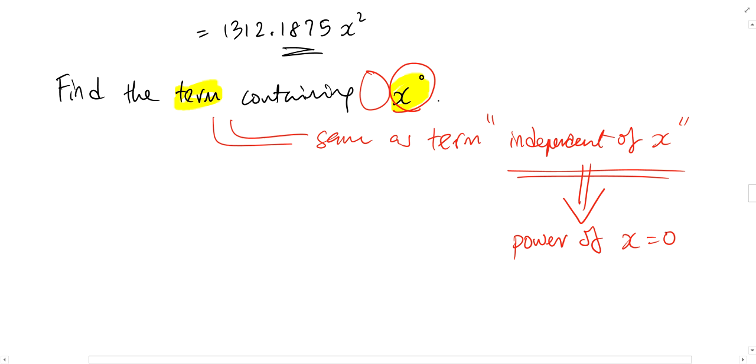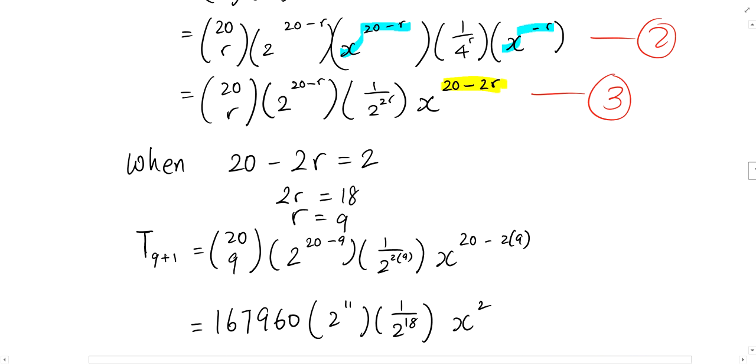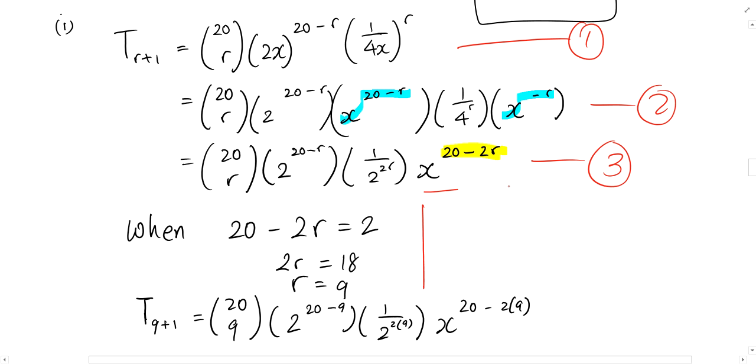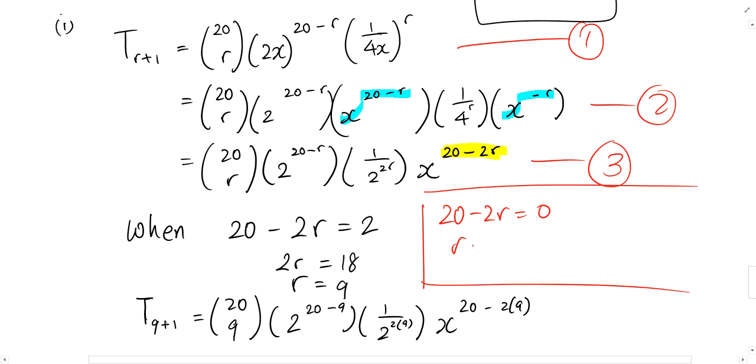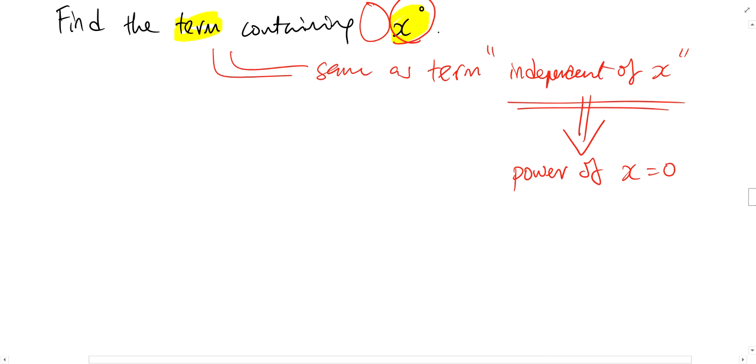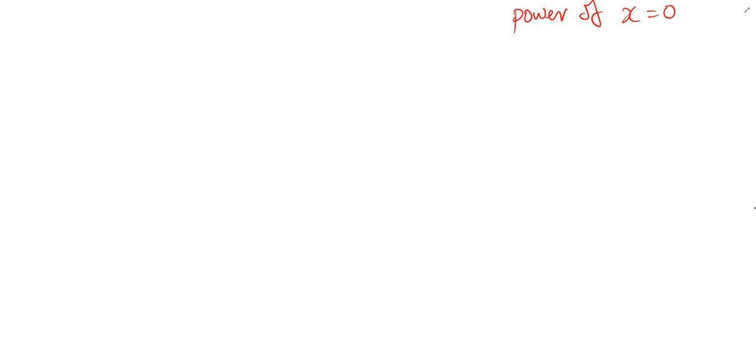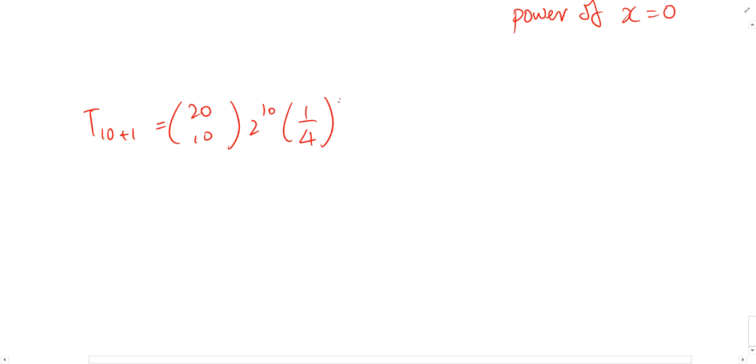So our approach is all the same. We go back to our general term. This time we say that for term independent of x, 20 minus 2r must be equal to 0. r must be equal to 10. Did you all have that? Yes. Then from there on, you substitute r equals 10 into the general term. So we get T 10 plus 1 equals 20 choose 10, 2 power 10, 1 over 4 power 10.